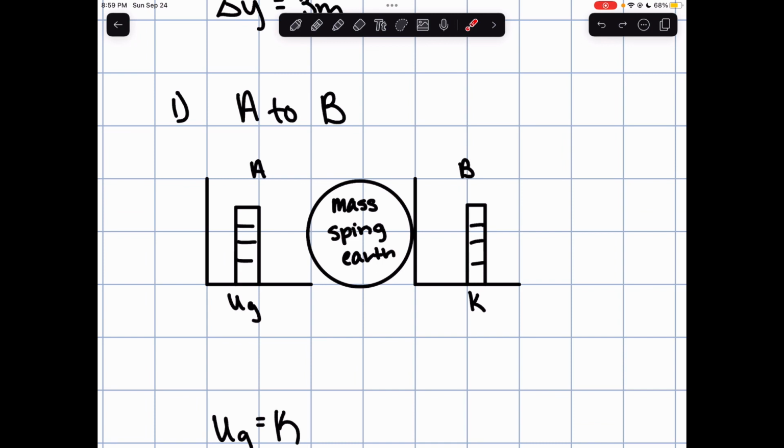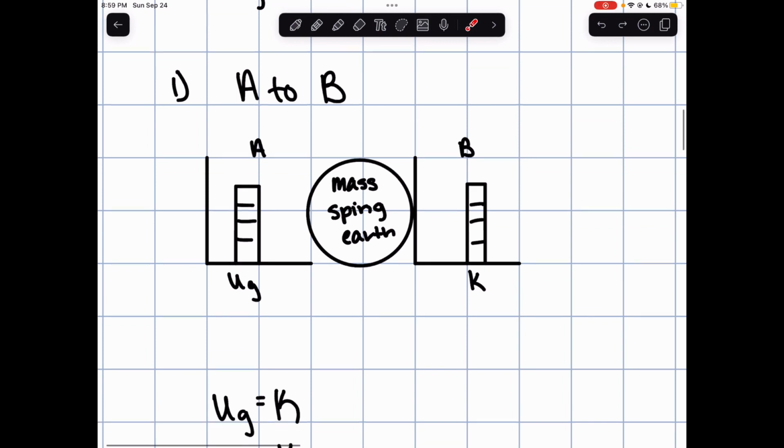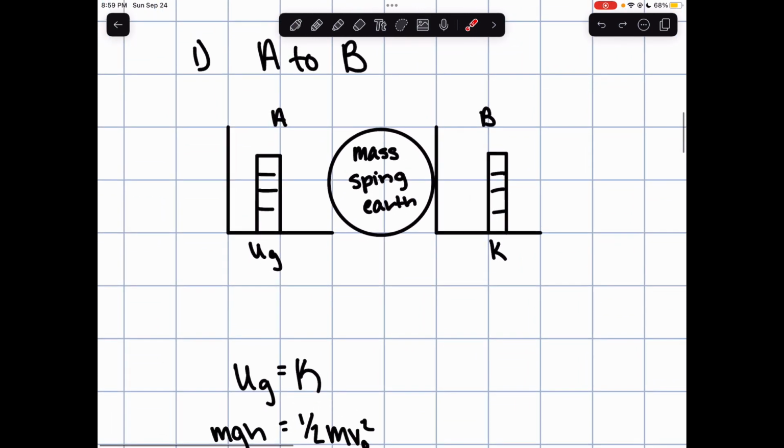And then we have our system of the mass, the spring, and the Earth. And we know at point B, it's on the flat surface, considered ground level, and it's moving at a constant velocity. So then we can call that kinetic energy. So let's start our equation. We have UG is equal to K, four boxes is equal to four boxes.